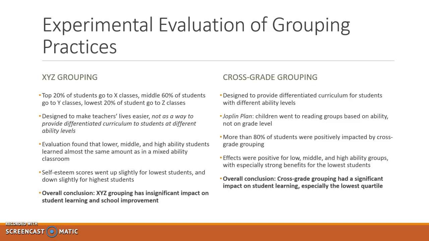What is interesting to note is that self-esteem scores went up slightly for the lowest students and down slightly for the highest students. This is thought to be because those lower students were now in classes with peers who were sort of at the same level that they were. And for the higher students, they were now in a more competitive and challenging classroom where they probably didn't stand out as much as they would have in a mixed ability group.